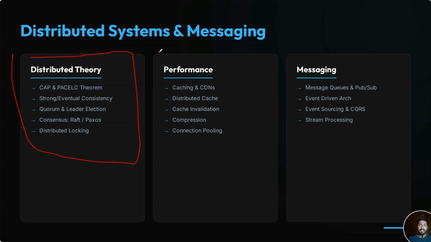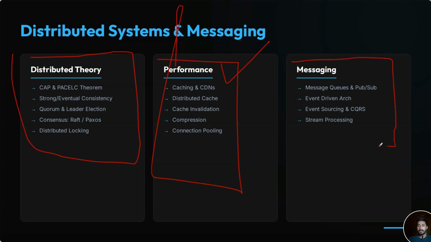Also, whenever we design a system, we need to understand performance, and here are the topics we will cover: distributed caching, CDN, cache invalidation, and then compression and connection pooling. These are the important topics we'll cover. And then we also have our messaging systems, where we'll cover pub sub mechanisms, queues, event driven architecture, event sourcing, CQRS, stream processing. Here I have not mentioned Kafka, but as part of messaging queues we'll be covering Kafka as well. So these are the most important concepts of high level design, HLD.